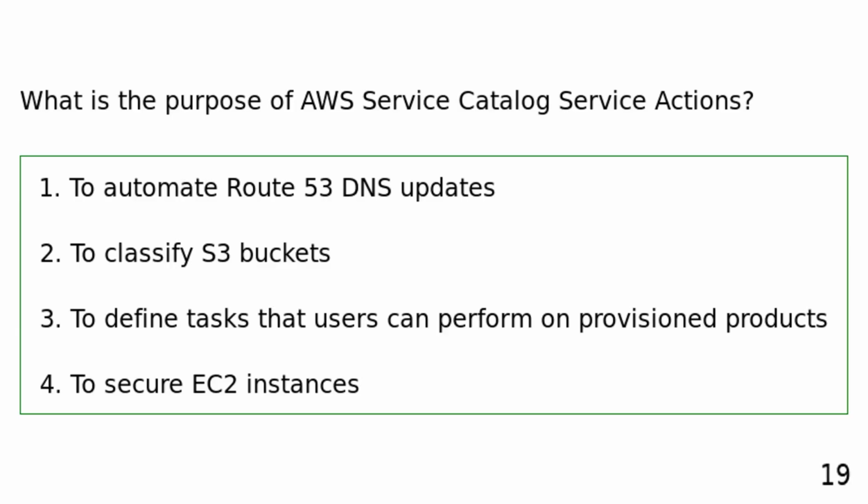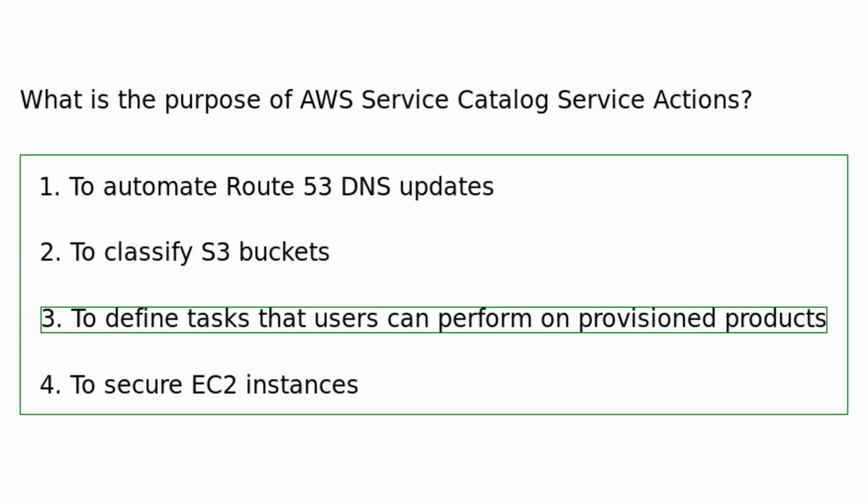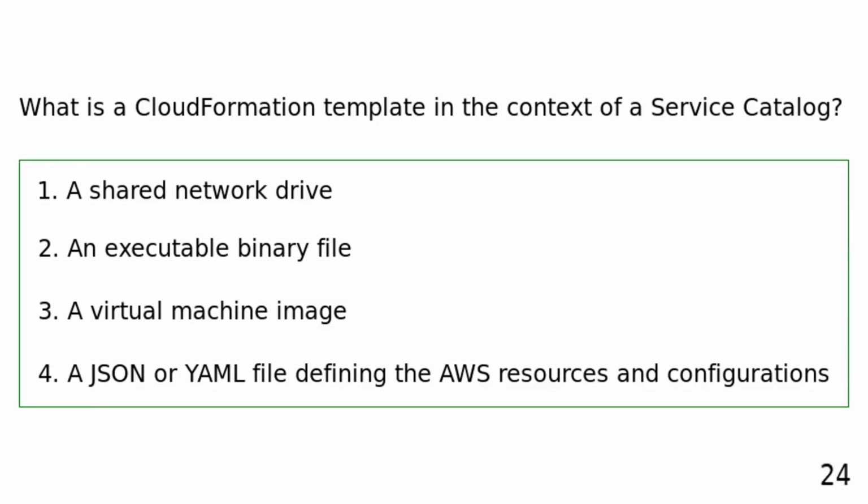What is the purpose of AWS Service Catalog service actions? To automate Route 53 DNS updates. To classify S3 buckets. To define tasks that users can perform on provisioned products. To secure EC2 instances. AWS Service Catalog service actions enable administrators to define tasks that users can perform on provisioned products, helping self-service actions and governance.